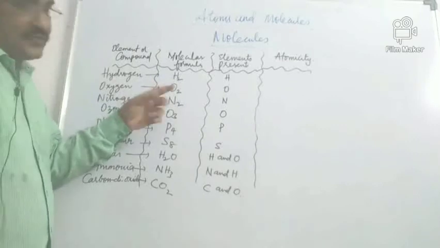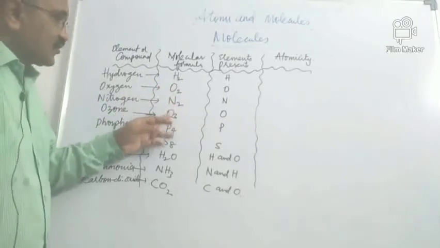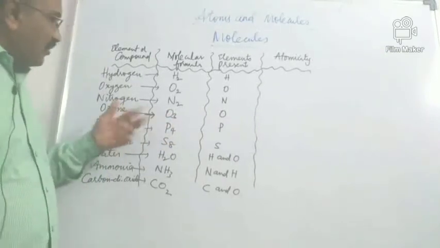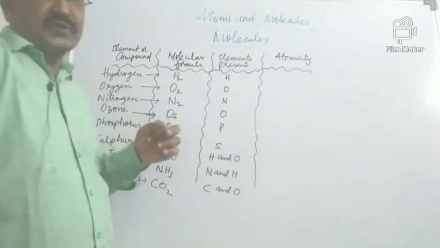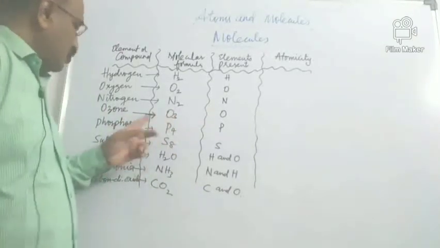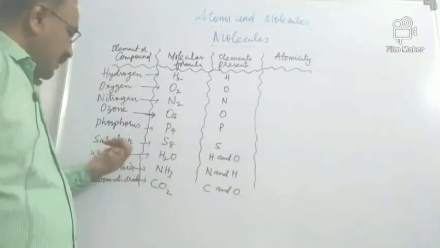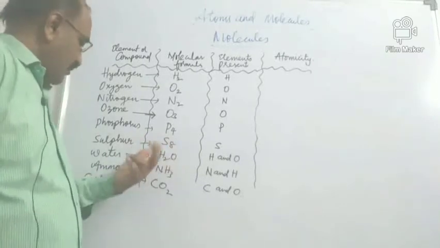And here it's the molecule of oxygen, and the molecule of nitrogen, made up of 2 atoms of nitrogen. Ozone, you can say, is a form of oxygen. Actually, it has 3 atoms of oxygen in each molecule of ozone. Phosphorus, there are 4 atoms of phosphorus, and sulfur, there are 8 atoms of sulfur combining to form a molecule of sulfur.